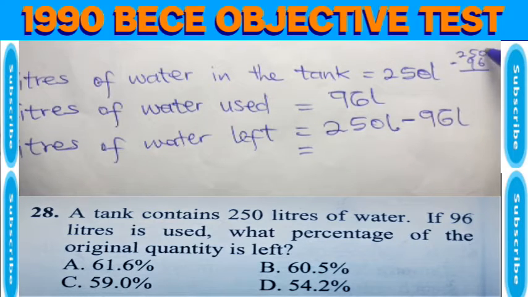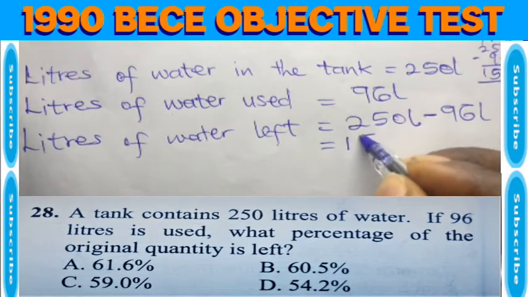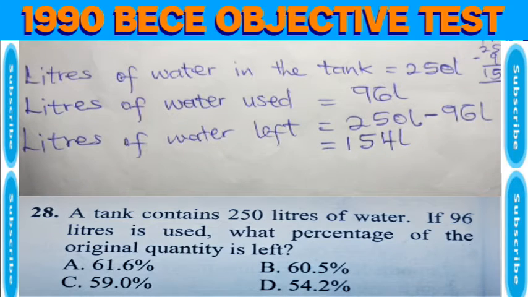We borrow 1 here, we have 10, 4 is left. 10 minus 6, we have 4. We borrow 1 here, then we have 14, 1 is left here. 14 minus 9, then we have 5. I remember 1 over here. So 154. So we have 154 liters of water left in the tank.